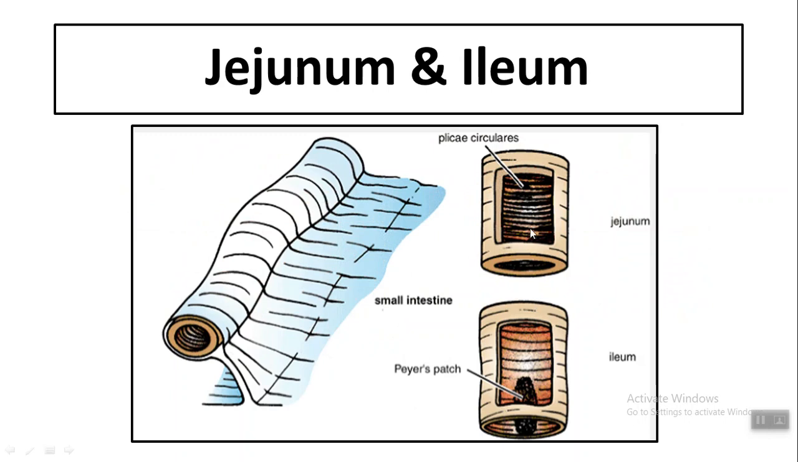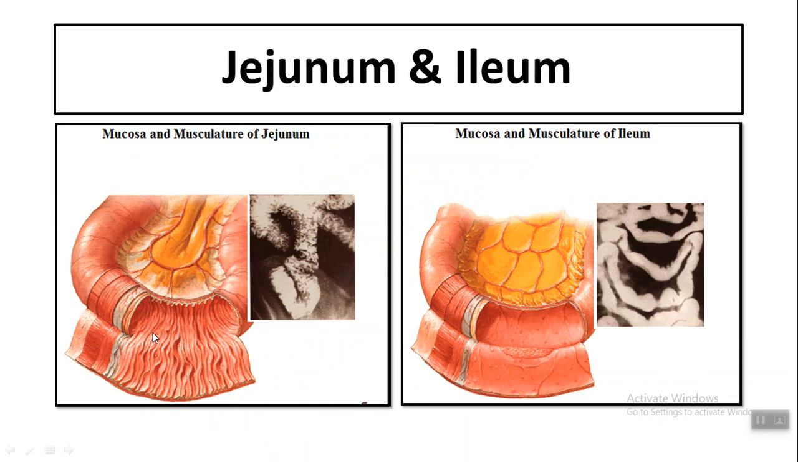And also there are differences in the mucosa. There are more extensive and well developed plicae circulares in the mucous membrane of the jejunum, while they are more scanty or even absent at the last part of the ileum. Instead, in the ileum, we have aggregations of lymphoid tissue, which are called Peyer's patches. Here we can see the mucosa of the jejunum and the mucosa of the ileum, and we can see how the plicae circulares are well developed in the jejunum, and scanty or even absent in the ileum. And in the last part of the ileum, we can see the presence of Peyer's patches.